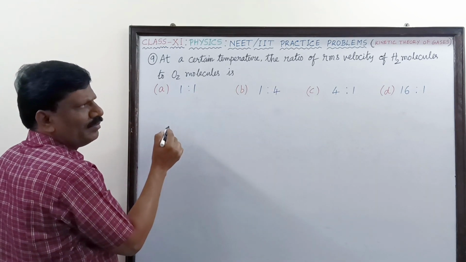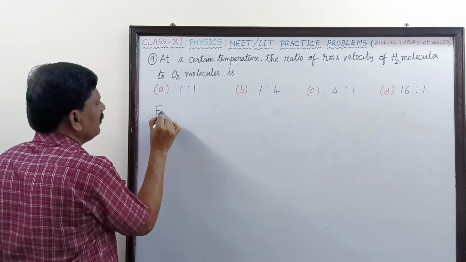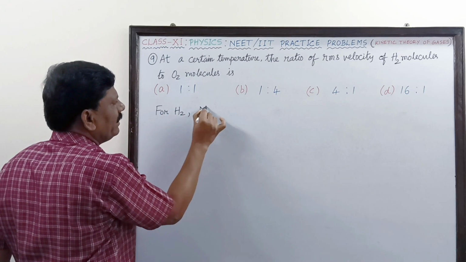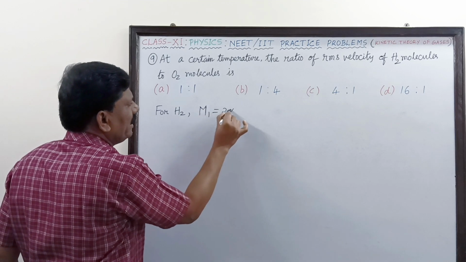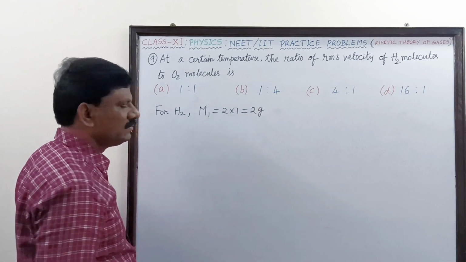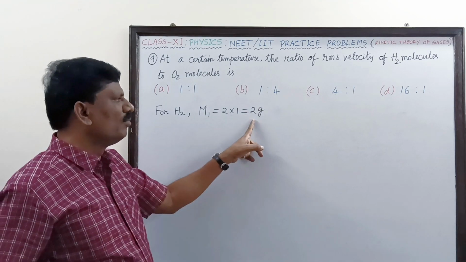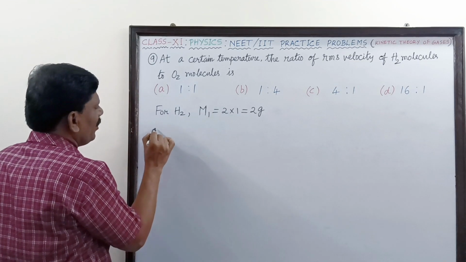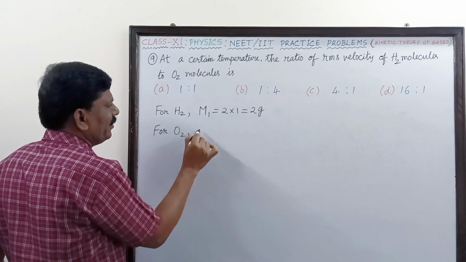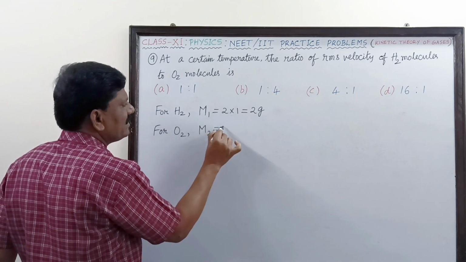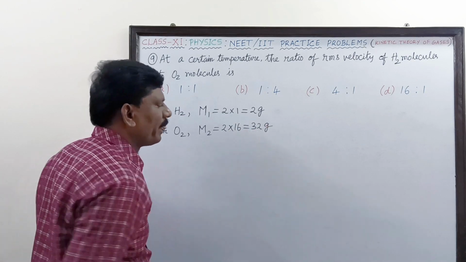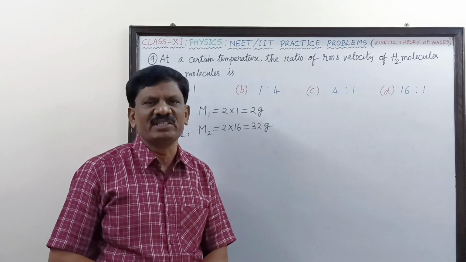molar mass of hydrogen, which is diatomic, I will use the symbol M1. So this is 2 times 1 gram, that is equal to 2 gram. That is, 1 mole of hydrogen is equal to 2 gram. Similarly for oxygen, 8O16, but that is diatomic. Therefore its molar mass M2 is 2 into 16, that is equal to 32 gram. So first you write this information.